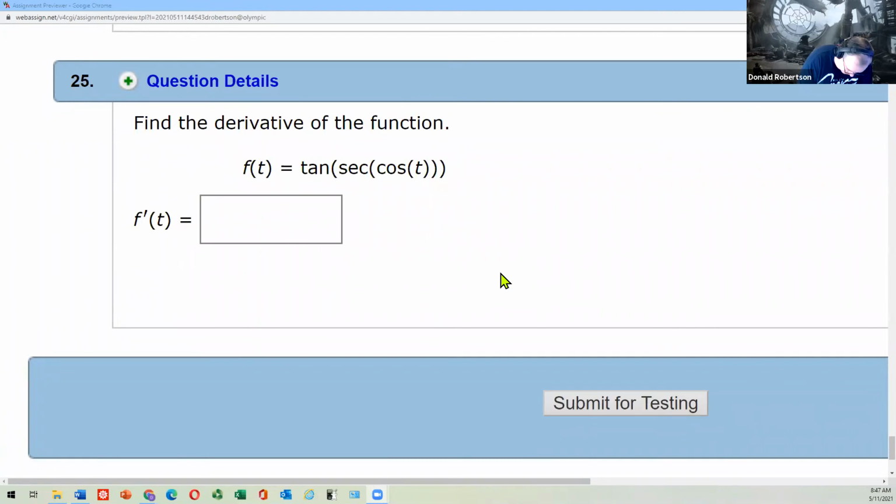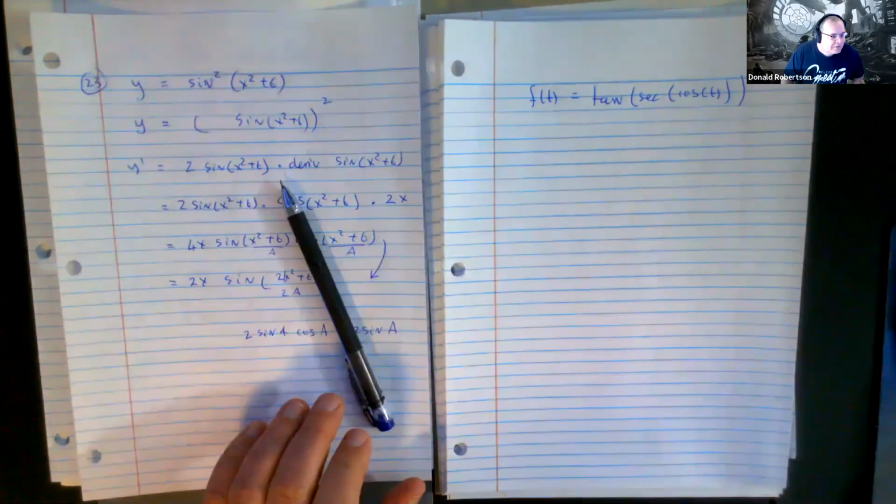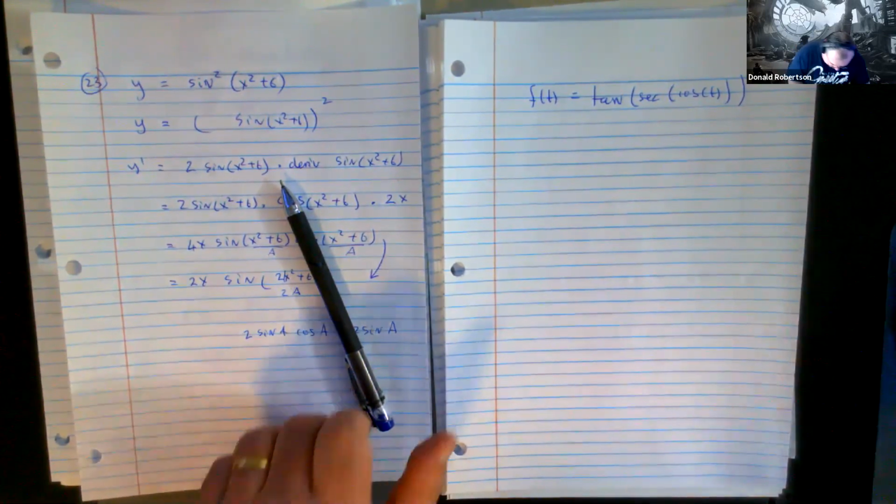We're going to do the tan of the secant of a cosine. This is a good Russian doll. This has got chain rules inside, all sorts of chain rules. So as long as I keep track of whereabouts in the Russian doll I am, I should get through this and survive.